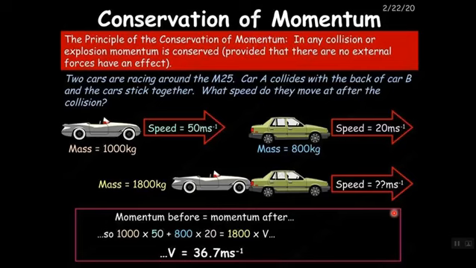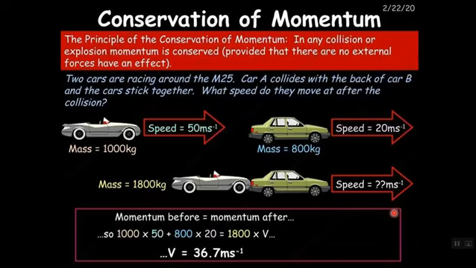The principle of conservation of momentum says in any collision or explosion, momentum is conserved, provided that there are no external forces that have an effect. Okay, so here we see two cars racing. The one car is 1,000 kilograms and it drives at 50. The other car is 800 kilograms driving at 20, and they bump into each other and connect. What is the final velocity?